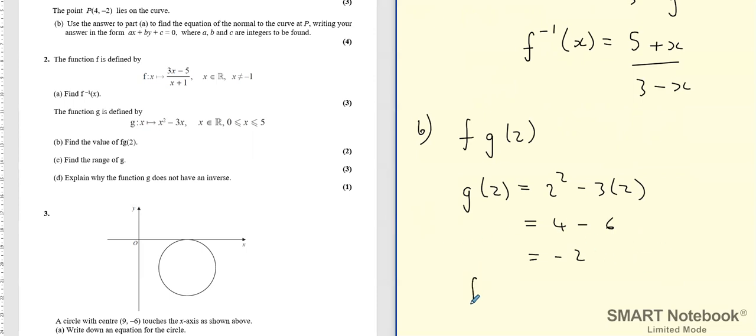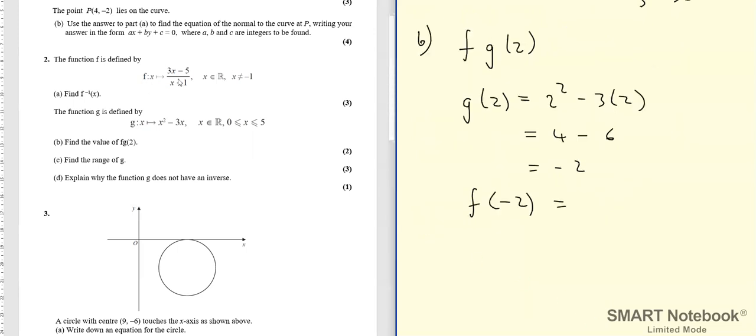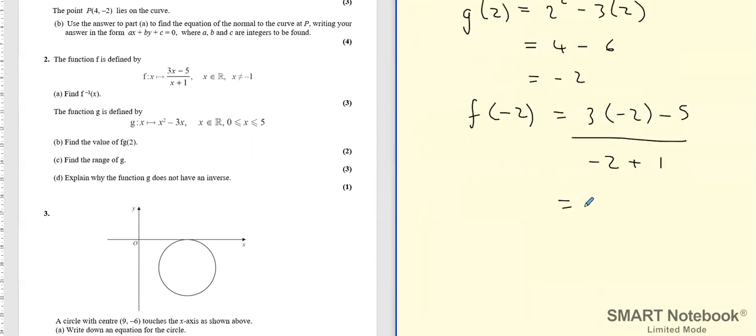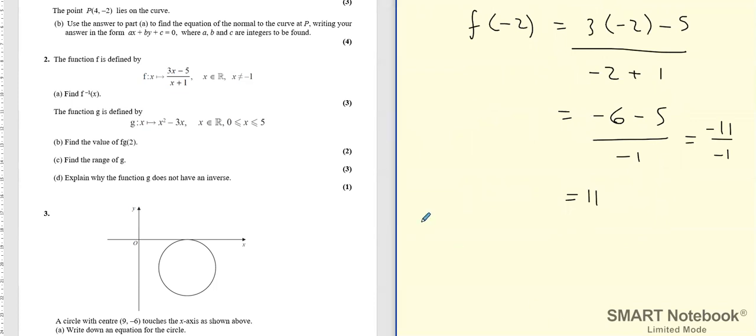And so now I need to work out f of minus 2. Again, we've been given f of x, so I'm going to use my input as minus 2. 3 times minus 2, minus 5, all over minus 2 plus 1. So we get minus 6 minus 5 over minus 1, which is minus 11 over minus 1, which is 11. So there's our answer for part B.